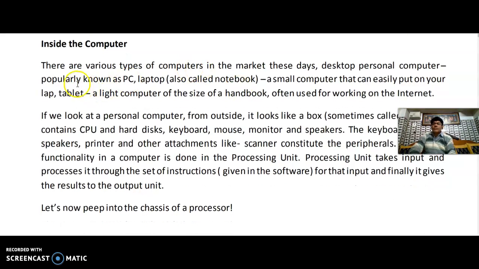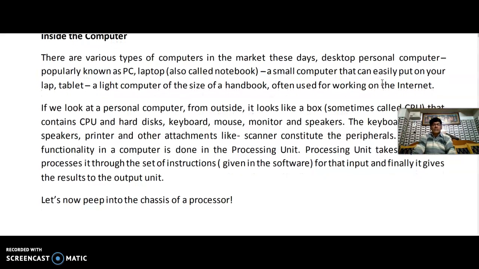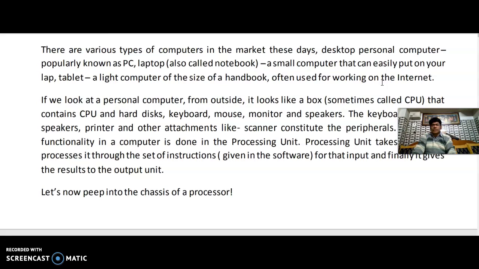Various types of computers are available in the market nowadays: the desktop, that is the personal computer, popularly known as PC; the laptop, also called notebook, a small computer that can easily be put on your lap, that's why it is called laptop; or the tablet, a light computer of the size of a handbook, which is called a tab. Actually, it is a tablet, often used for working on the internet. So these are the devices which we use: PC or laptop or tab.